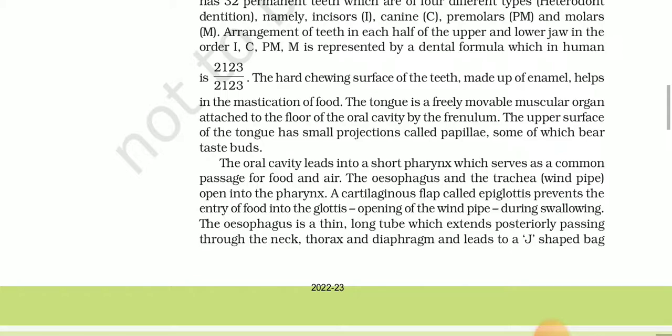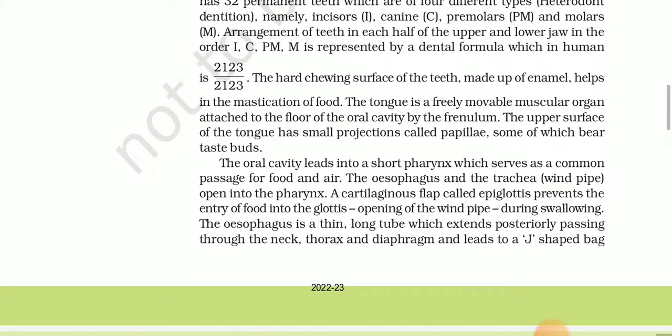A cartilaginous flap called the epiglottis prevents the entry of food into the glottis, the opening of the windpipe, during swallowing. So when we are eating, in order to prevent the entry of food into the glottis, the opening of the windpipe, there is a small cartilaginous flap called epiglottis that prevents the entry of food into the opening of the windpipe. The opening of the windpipe is called a glottis, and a small flap called an epiglottis prevents the entry of food into the glottis.